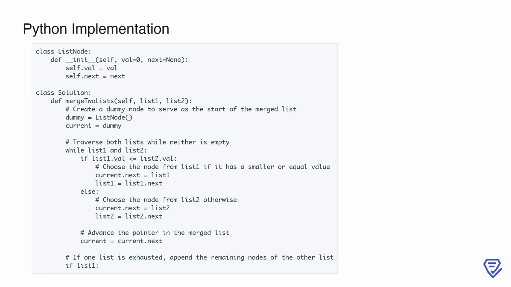Then, we enter a while loop that runs as long as both list 1 and list 2 are not empty. Inside the loop, we compare the values at the current nodes of list 1 and list 2. If the value in list 1 is smaller or equal, we link the current node to list 1, and move list 1 to its next node. Otherwise, we link current to list 2 and advance list 2 to its next node. After making the connection, we move the current pointer forward to continue building the merged list.